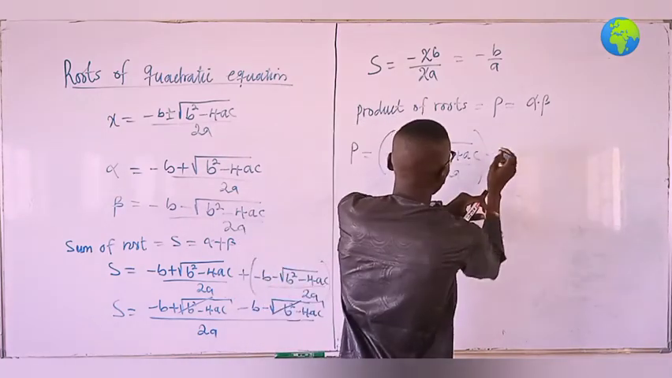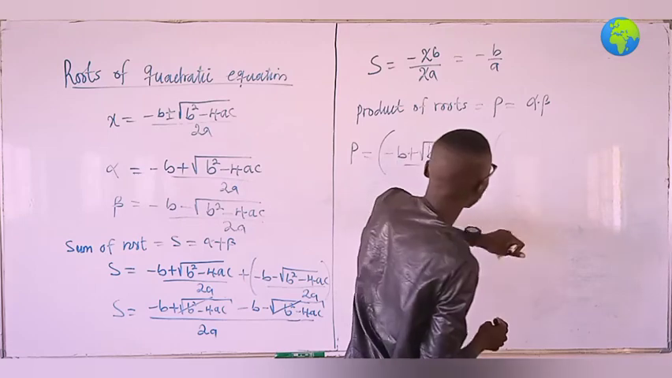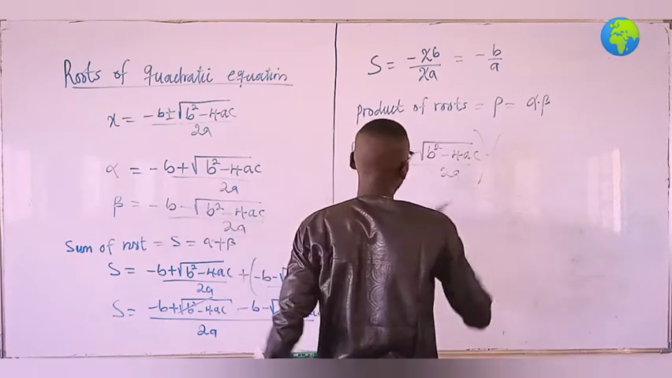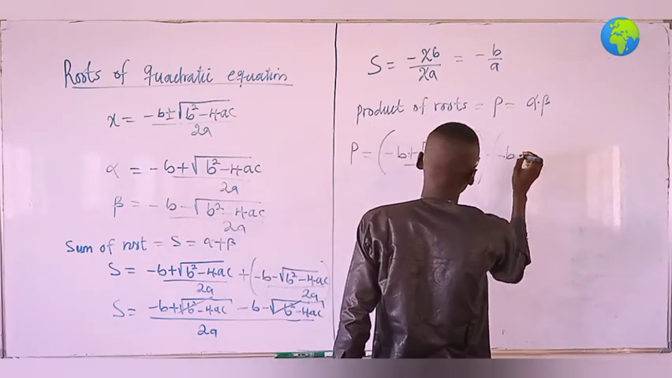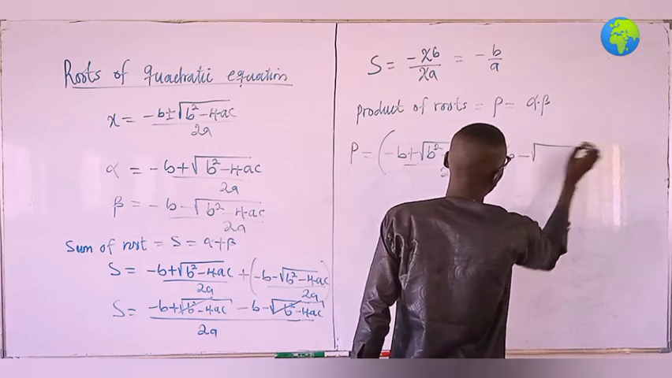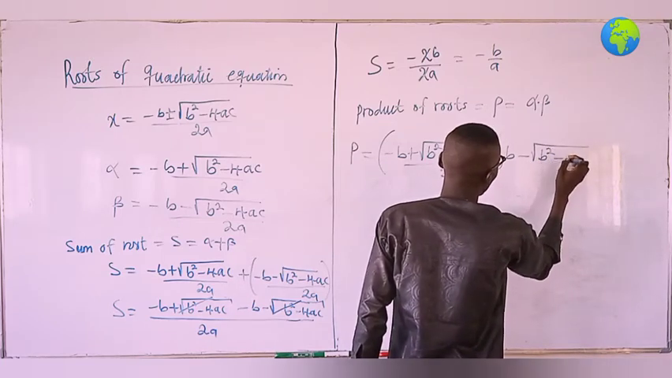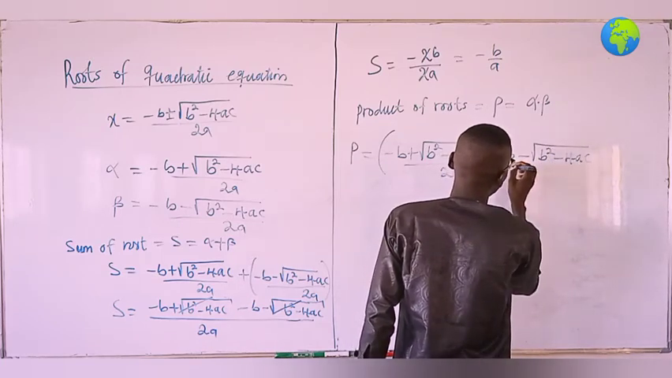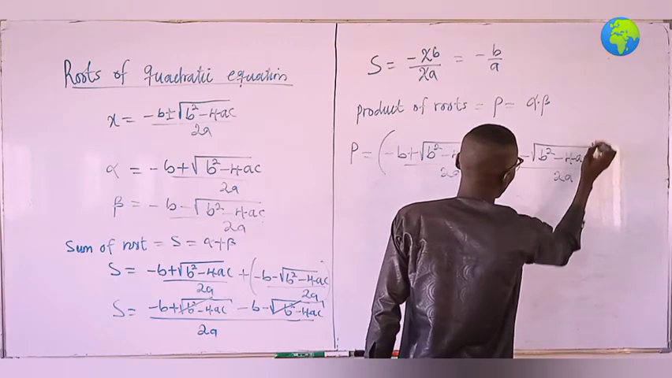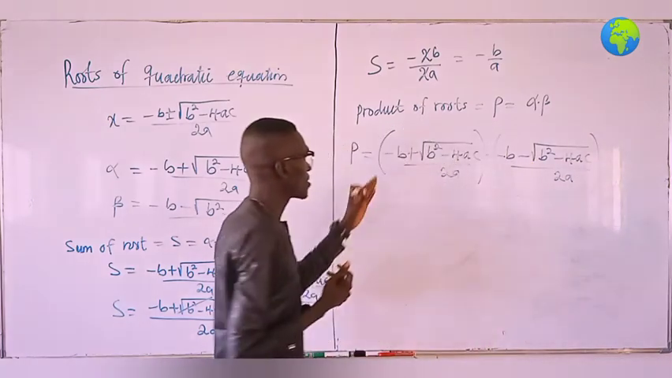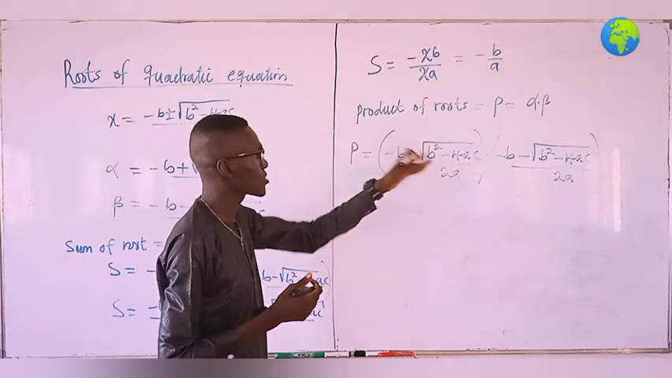That's just alpha alone. But remember, we are multiplying by what? We're multiplying by beta, right? So our beta is minus b minus square root of b square minus 4ac, everything over 2a, right? So we have this. The next thing is to just operate on the two brackets.